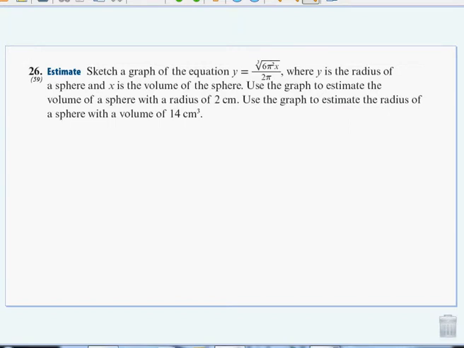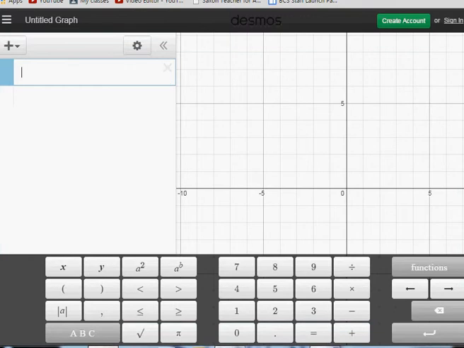Okay, for number 26, it says sketch a graph of the equation y equals, and you can see that massive equation. I actually ended up just plugging it into Desmos, and I think that's what I want you to do as well. So let's go to Desmos, and we're going to just plug this all in here.